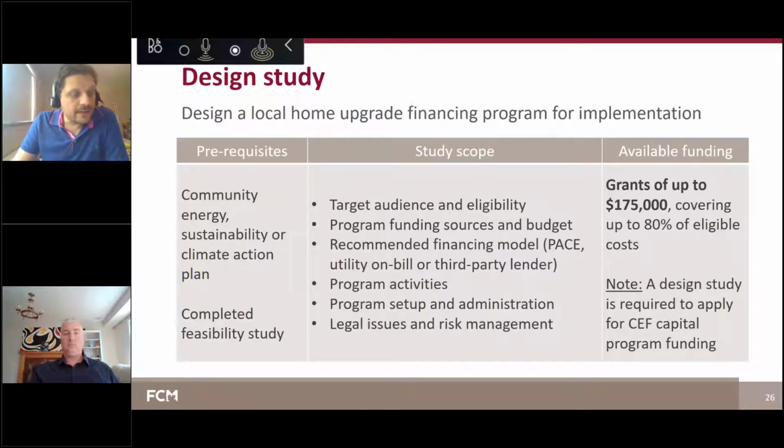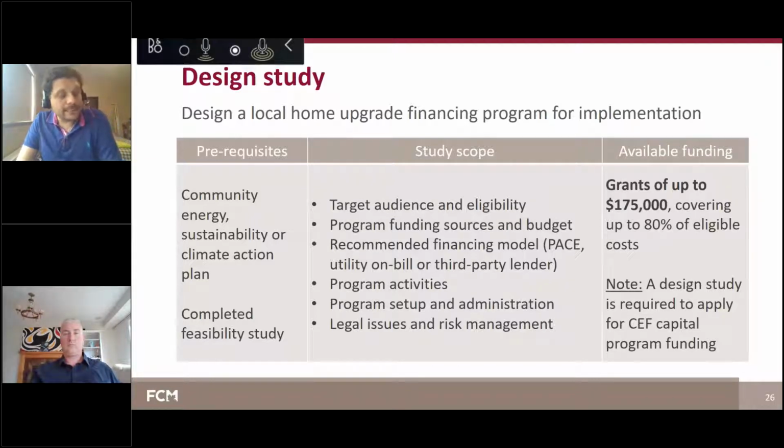Some of the key components of a design study include understanding your target audience, including eligible participants and the types of upgrades you will be supporting, funding sources and budgets, both for startup and ongoing operations. There's often a recommendation for the funding model and the associated terms and conditions, all the activities related to program delivery, documentation associated with program startup and admin, like an implementation plan, understanding roles and responsibilities of the different partners who will be involved in your program, and legal and risk issues ranging from contracting to procurement and risk management.